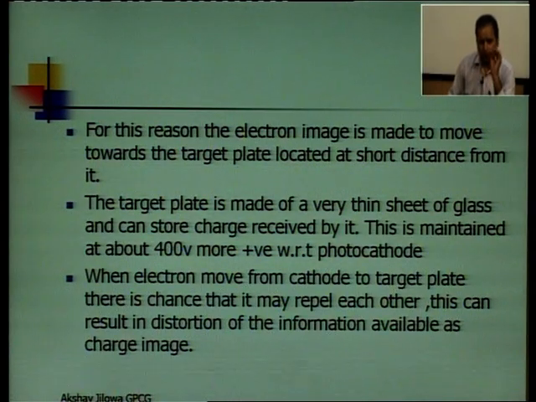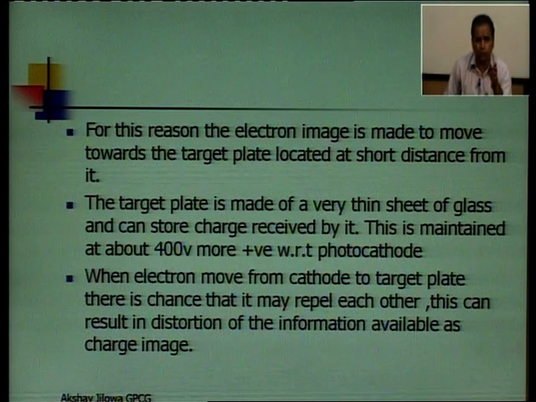So, what is this target plate? It is made up of a very thin sheet of glass and it is capable of storing charge. When electrons are liberated from the photocathode, they move toward the target plate because it is kept at 400 volts more positive with respect to the photocathode, which means the potential difference between the photocathode and the target plate is 400 volts and it is positive.